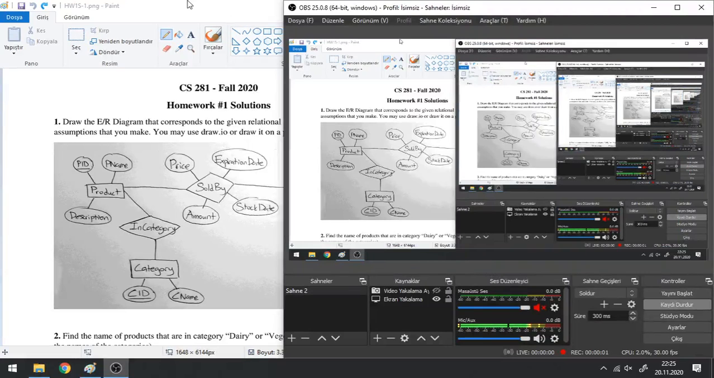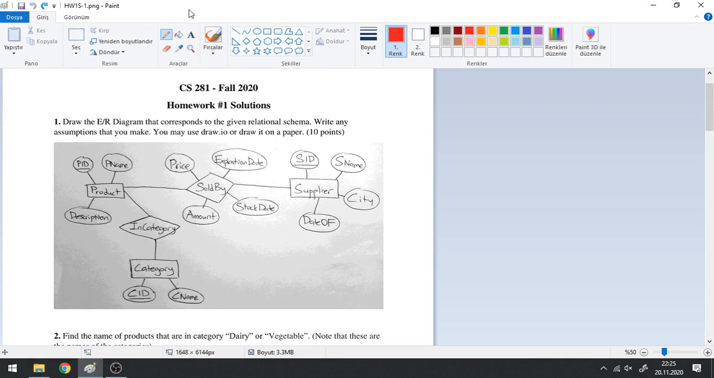Hello everyone, in this video I will be talking about some common problems that you have in homework number 1. So starting with the first one, the ER diagram. Most of you did well for this one, but one common problem is that in the ER diagram, the lines that connect the relationships to the entities are actually showing us the foreign keys.